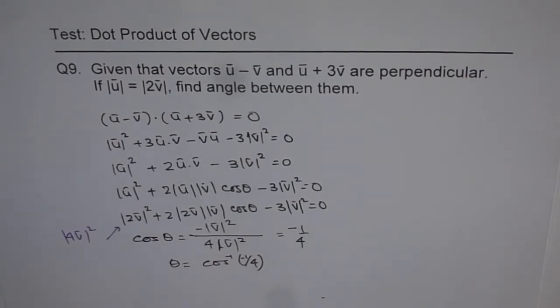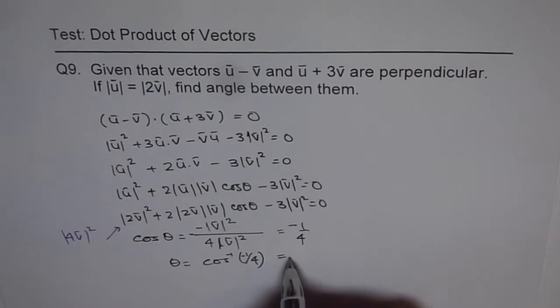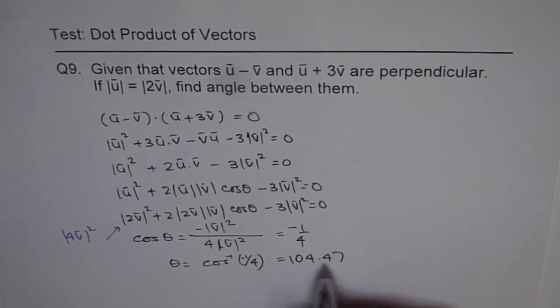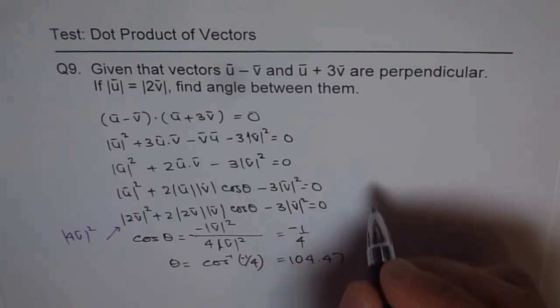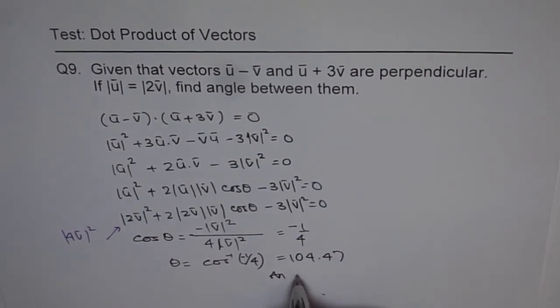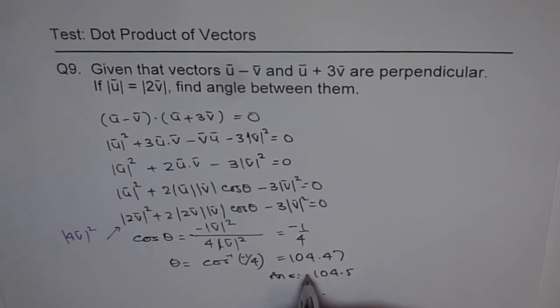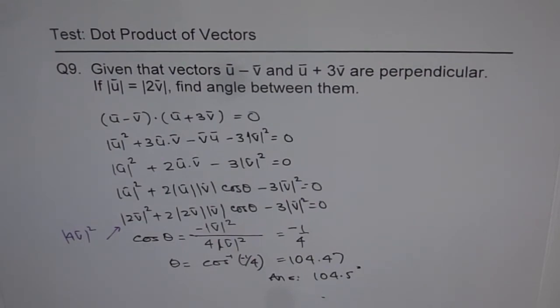And when we do cos inverse of minus 1 over 4, we get 104.47. So that is the angle which we get for theta, and therefore we can write down the answer as: the angle between the two vectors is approximately 104.5 degrees, right? So that is how we can do this question. Thank you.